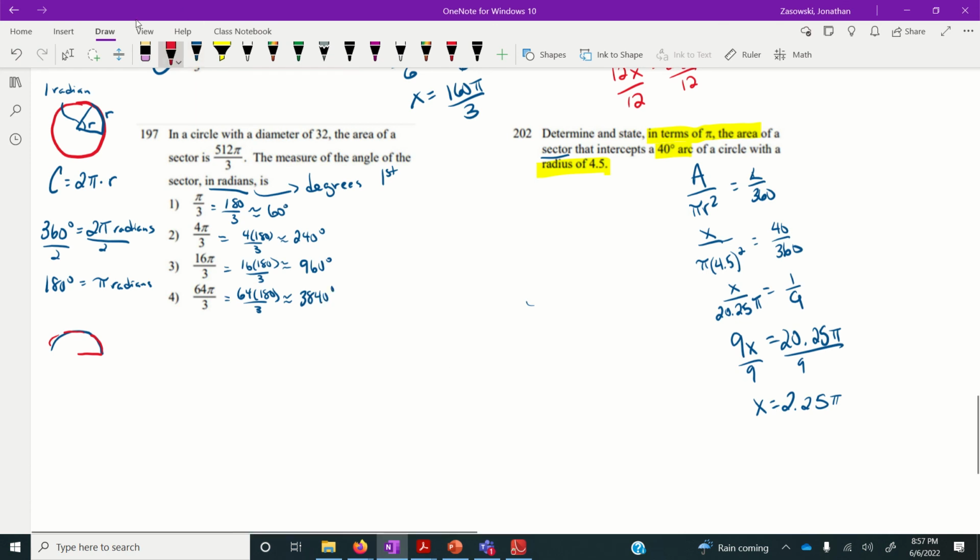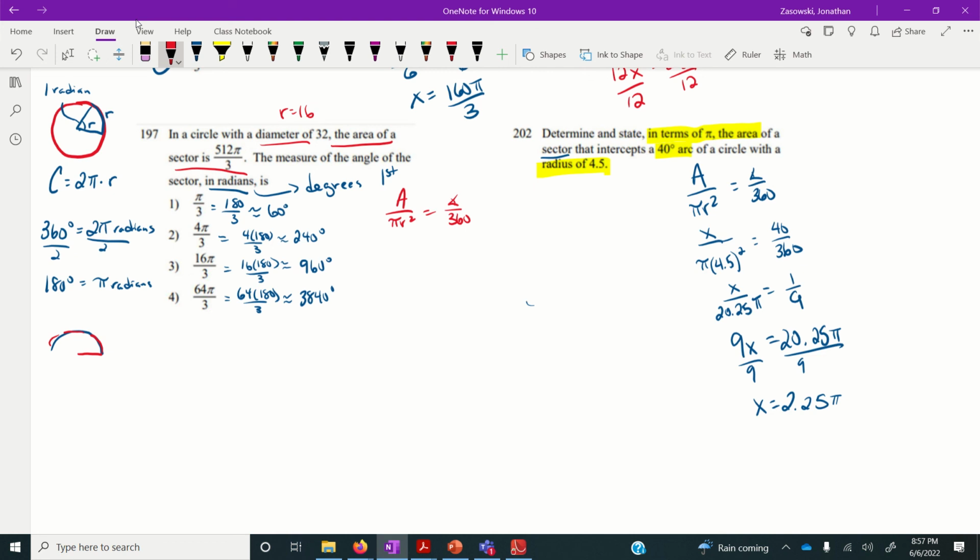So all we need to do is figure out what the angle is, using the area of the sector that's given and the diameter, which is 32. So that means the radius is 16. We're going to use the same formula we used before: the area over pi r squared is equal to the angle over 360. Then we just have to cross multiply and solve. That's it. So all we're going to do is plug in.